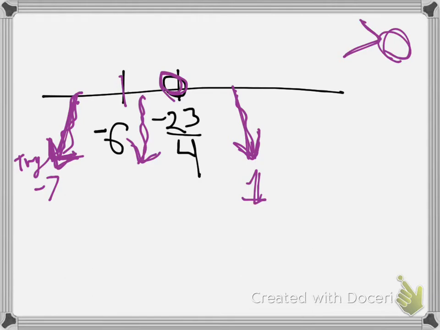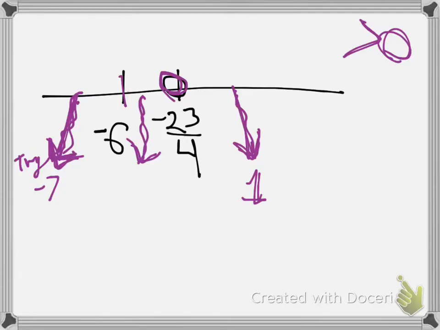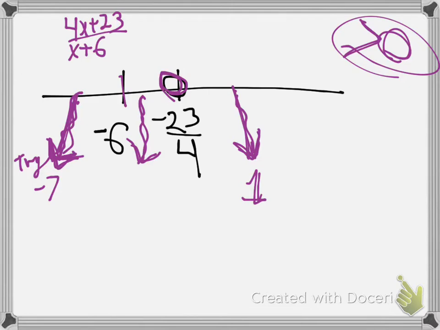Okay, so let's try -7 into the original expression that we were dealing with. Not the original, but the one with the 0. It's this one here: (4x + 23)/(x + 6). We're going to plug stuff into that and see when it's actually greater than 0.